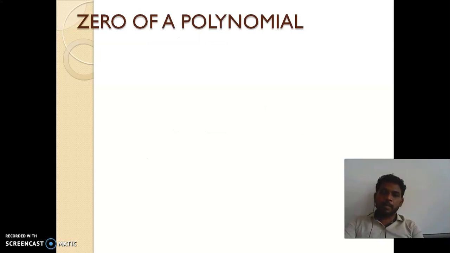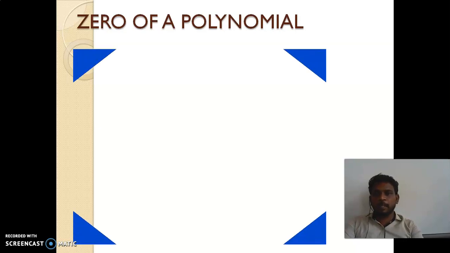And the zero of a polynomial. A real number is said to be a zero of a polynomial if you substitute the real number instead of the variable in the polynomial, and the value of the polynomial becomes 0. Then that particular real number is said to be a zero of the polynomial.